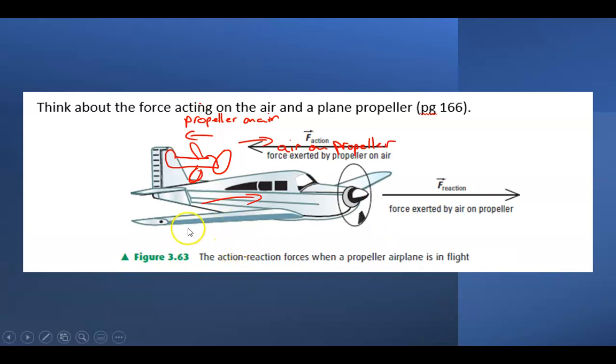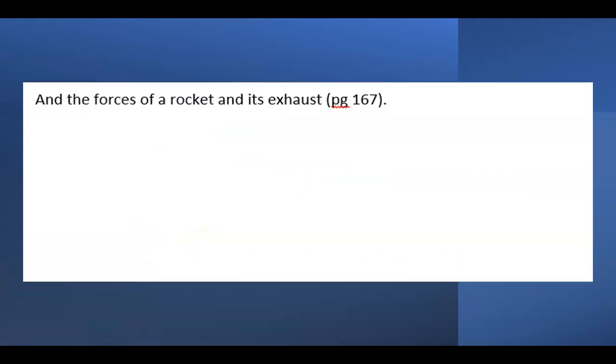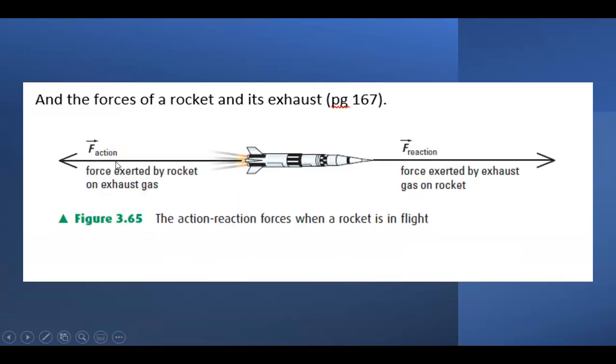Okay, the diagram in your textbook looks like this. And the forces on a rocket and exhaust, again, in the textbook it looks like this, but really you could just draw it like this, where it's the force of the exhaust on the rocket pushing it forward, and this is the force of the rocket on the exhaust.